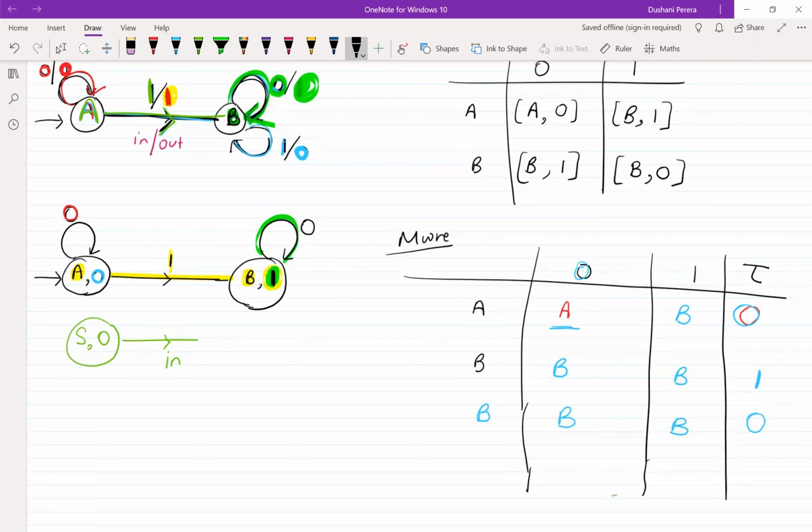Got it? Okay. Then when at B, when you get a 1, it cannot stay there because the output must be 0. That is why we took another state with output 0. At B we need both outputs, 1 and 0. That is why we introduce two states for B. So when you get a 1 when you are at B, you go to the new state that you introduced, B associated with 0. Right? Then it prints 0.